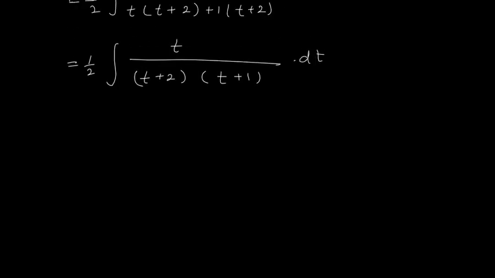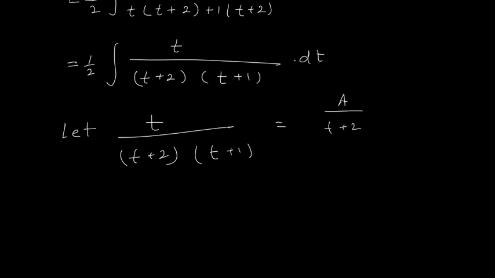So when your denominator is in the quadratic form, you have two choices: either solve the problem as we have done, or try to figure out whether you can find two factors. If you are able to factorize that, then it is wonderful. Then try to solve the problem using factorization itself. So here we will let t upon t plus 2 into t plus 1 equal a upon t plus 2 plus b upon t plus 1.